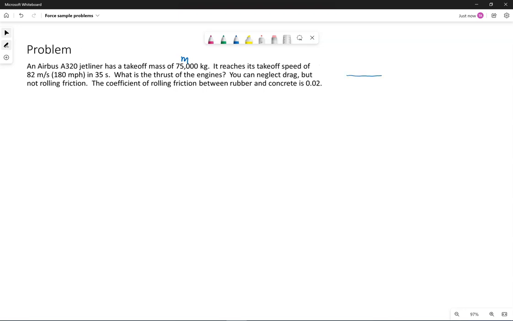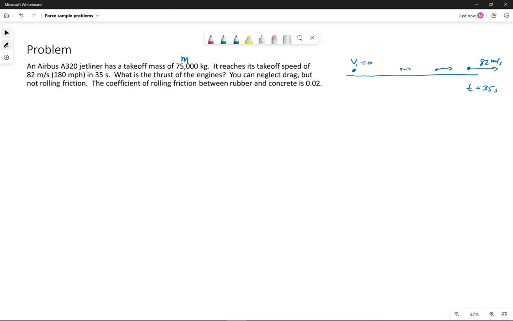So let's see, let's say we have our plane. I'm assuming it's starting at rest, waiting to taxi, so it's waiting at the end of the runway. This problem tells us it reaches this takeoff speed of 82 meters per second in a time of 35 seconds. Since that's the takeoff speed, I'm assuming the plane is on the ground, on the runway, this whole time.